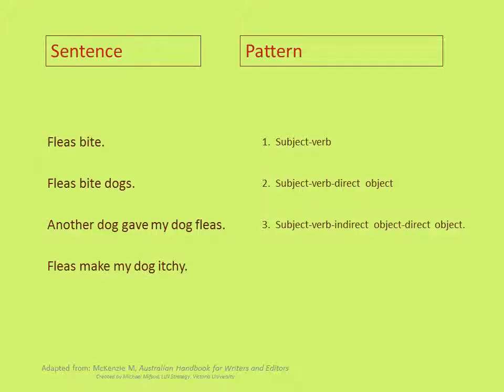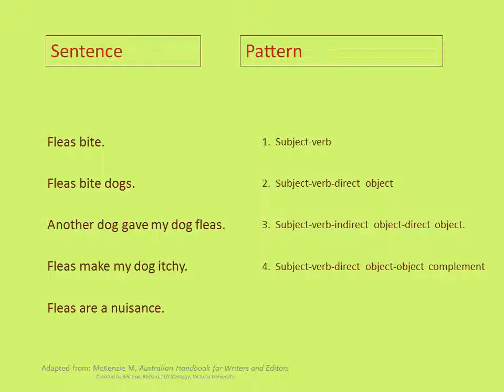Fleas make my dog itchy. This is a subject, verb, direct object, object complement pattern. Fleas being the subject, make is the verb, my dog is the direct object, and itchy is the object complement, as it tells us more about the object, the dog.